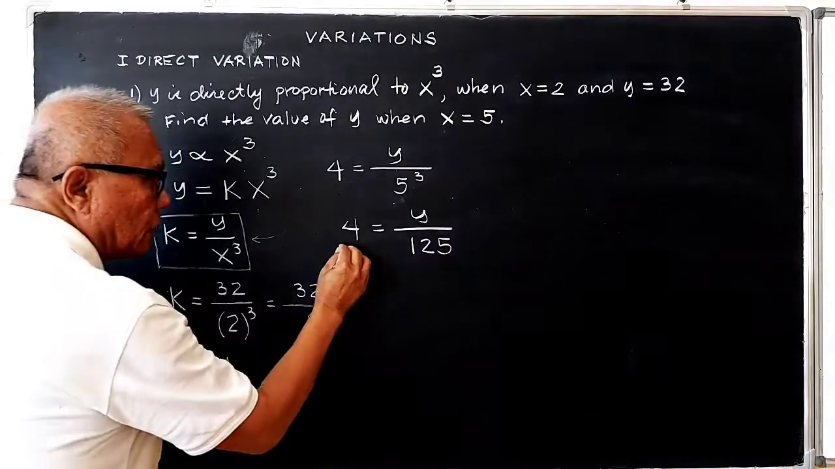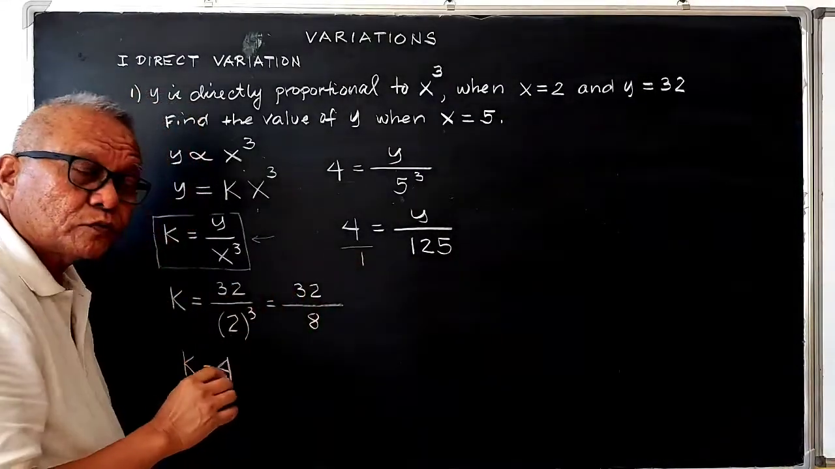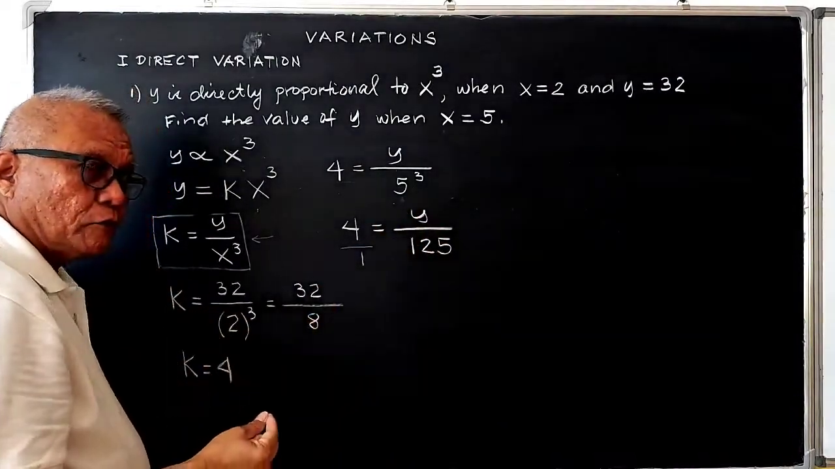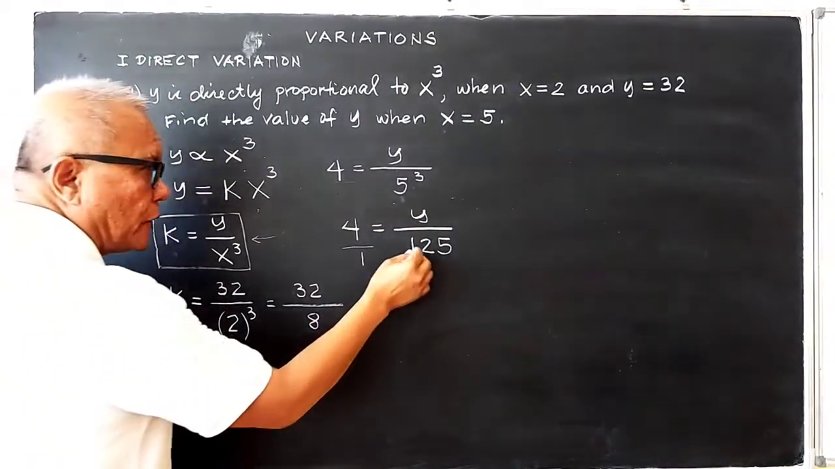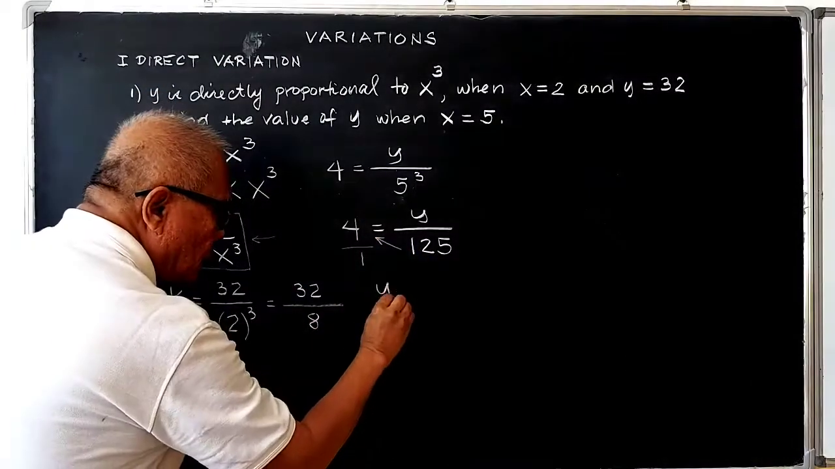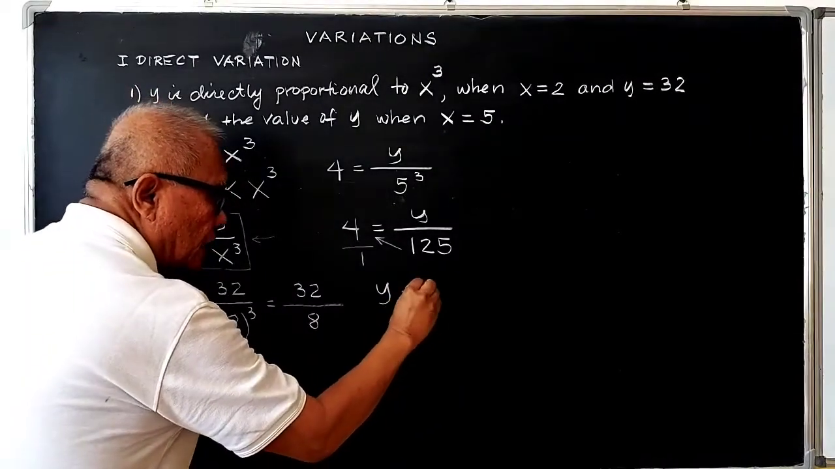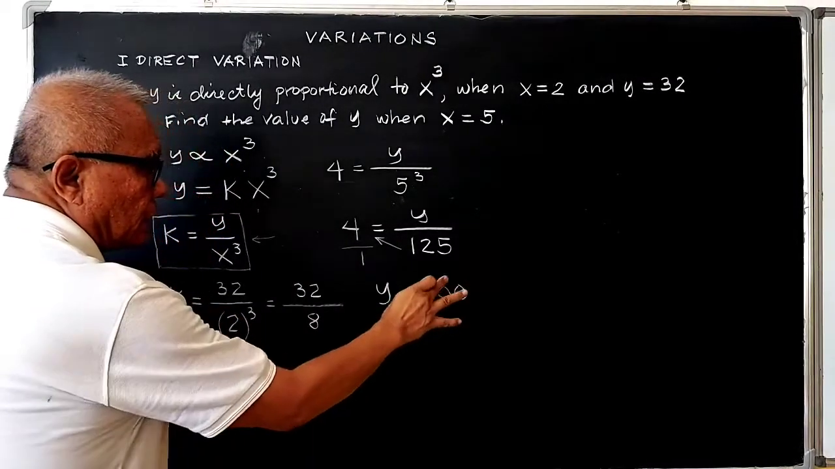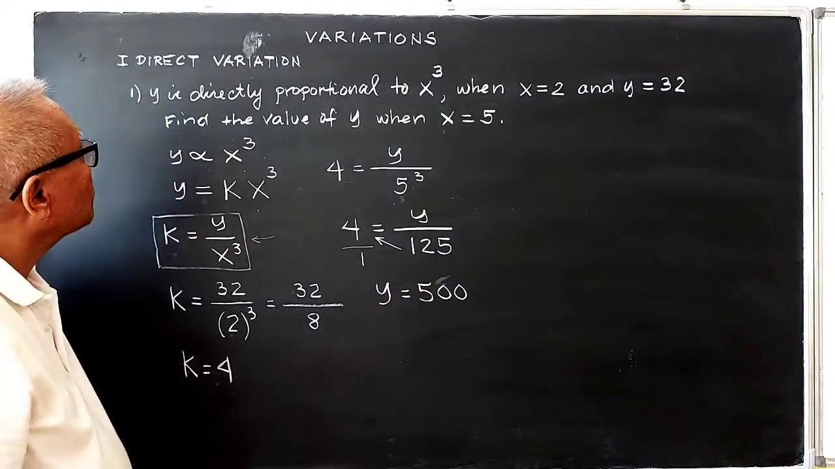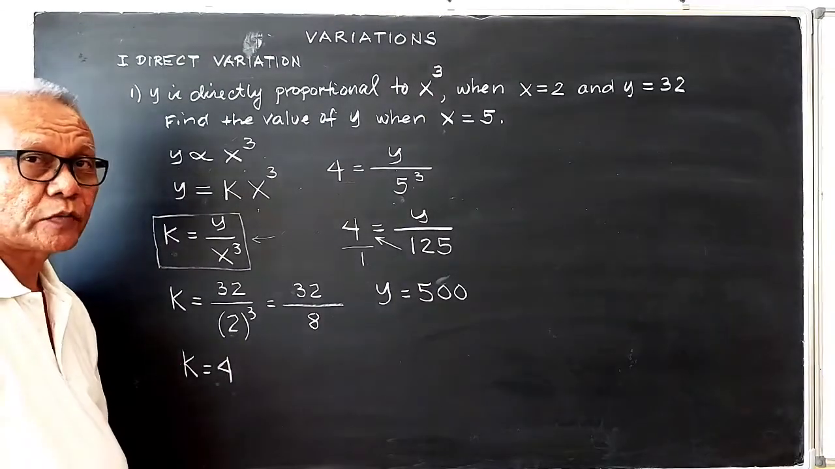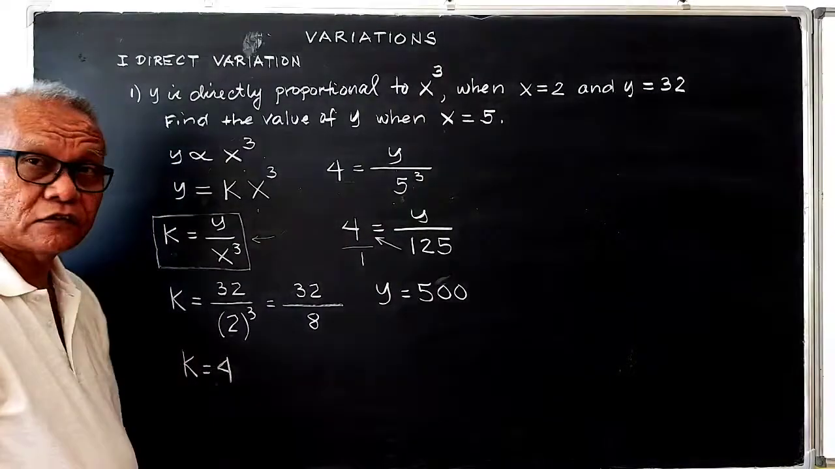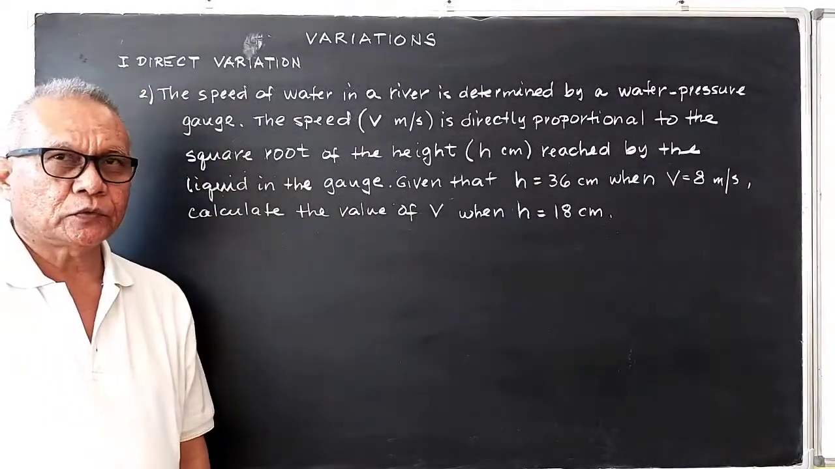And what is this one? It's very easy. You can use cross multiplication to solve for y. Multiply 1 to y. 1 times y is y. And 125 times 4 is 500. And that is the value of our y. And that is how to solve this direct variation problem. Okay, we'll have another example of this direct variation. Okay, number 2 example class.